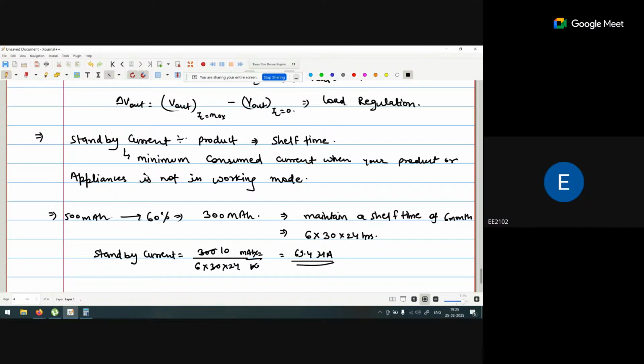So that's why the standby current is important. Every product has a standby current. Clear? Any doubt?